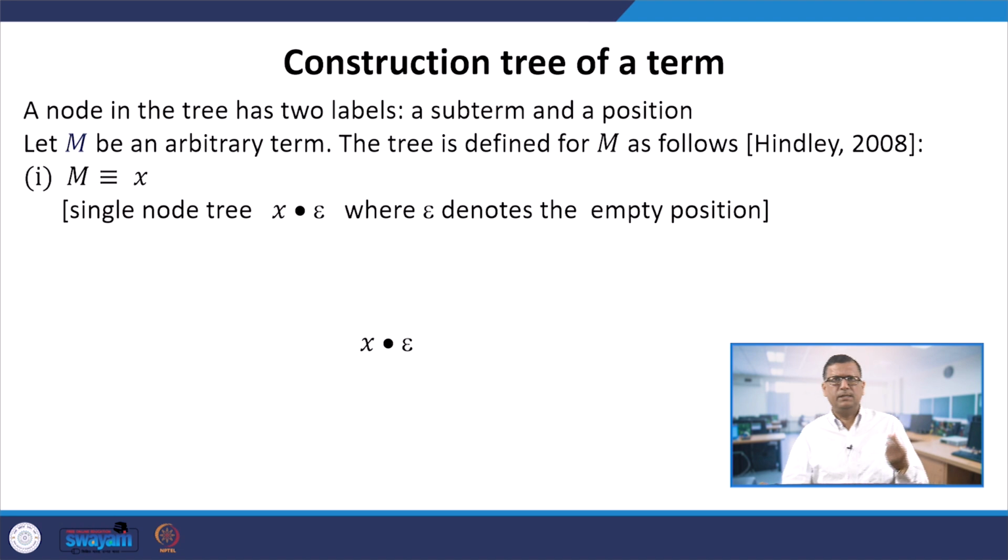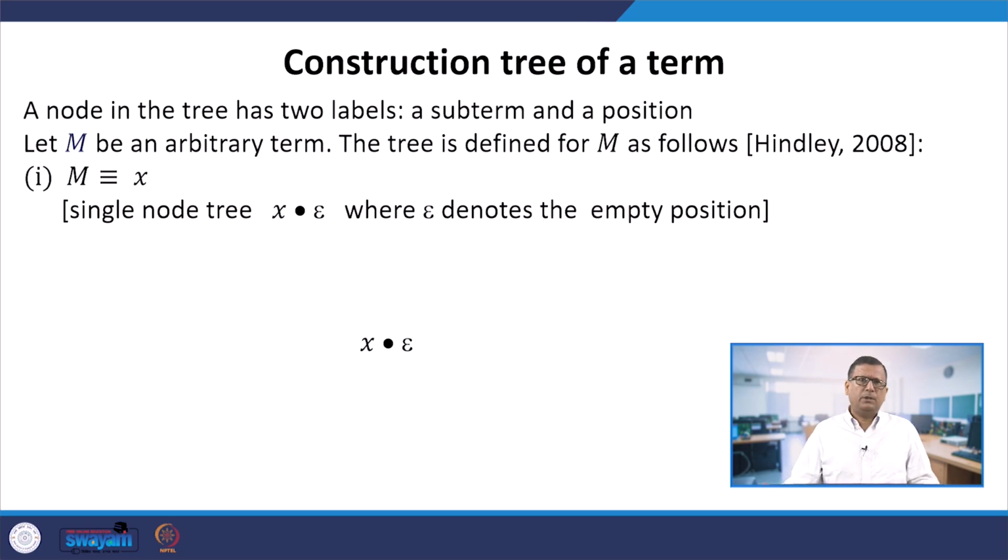The integers, say 0, 1, 2, are the symbols. So a position is a concatenation of the symbols in some way. It also includes the empty position. This definition is taken from Hindley's book. Let m be an arbitrary term. The tree is defined for m as follows. First we consider when m is of the form just a variable x.